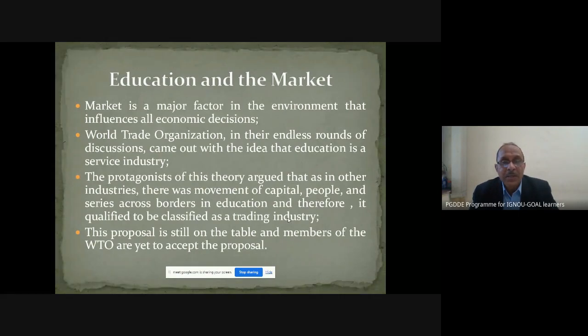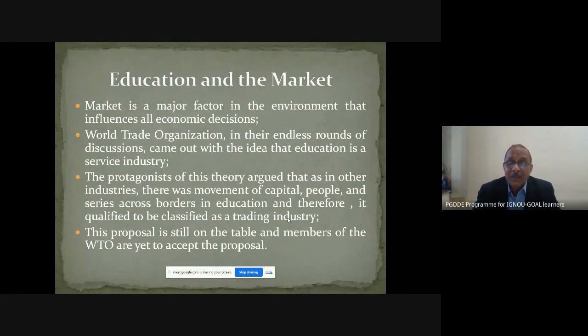The theory argued that, as in other industries, there was a movement of capital, people, and services. This movement of people is what we used to see in industries, but now it's happening even in the education sector. That's what the World Trade Organization, after endless rounds of discussions, came out with: the idea that education is a service sector industry. Those who support that organization support that theory. There was a movement of capital across the borders, therefore it qualified to be a trading industry.